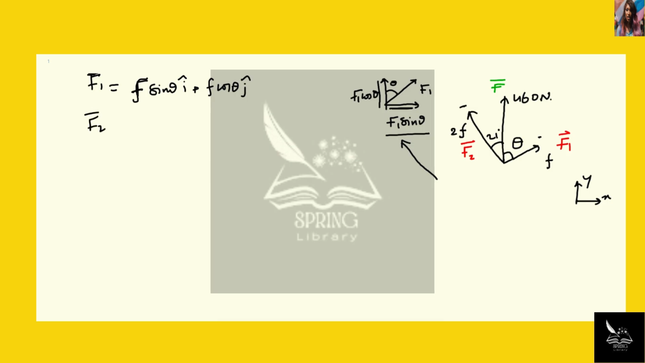Now for vector f2, we know that it makes an angle 21 degrees with the y-axis. Hence, its x component would be 2f sine 21, and its y component would be 2f cos 21. But notice that the x component is in the negative direction, and hence f2 would be minus 2f sine 21 i cap plus 2f cos 21 j cap.